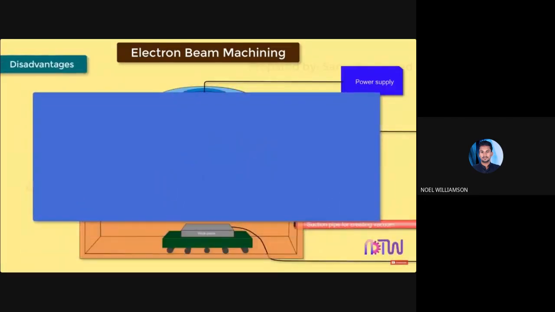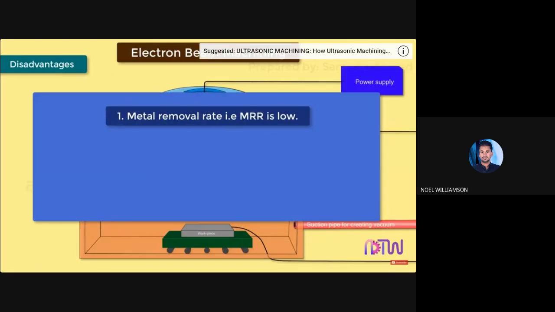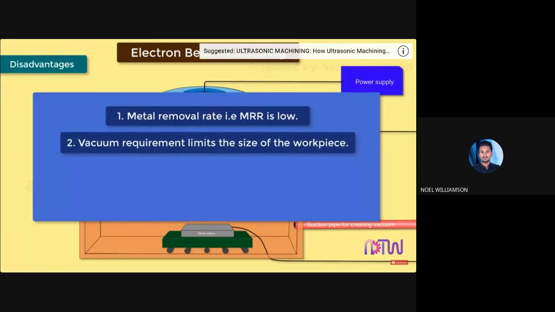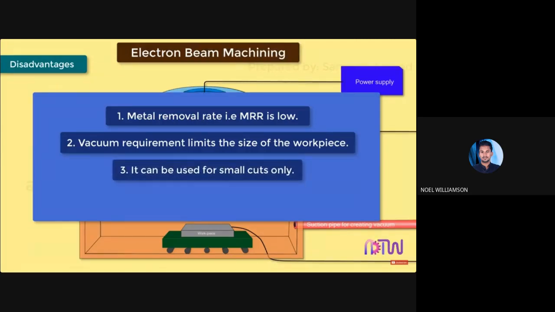Disadvantages of EBM. 1. Metal removal rate, that is, MRR, is low. 2. Vacuum requirement limits the size of the workpiece. 3. It can be used for small cuts only. 4. Equipment cost is high.